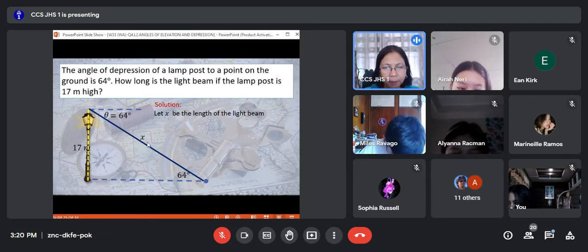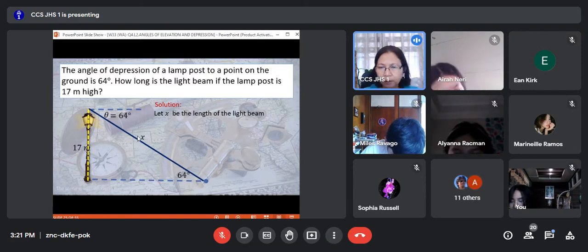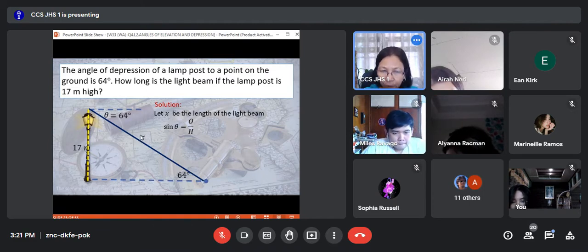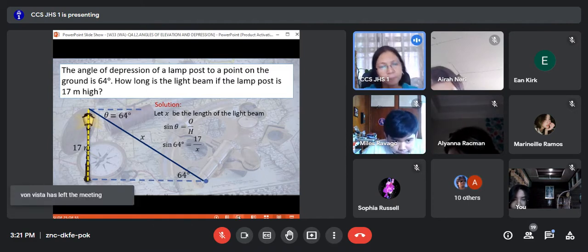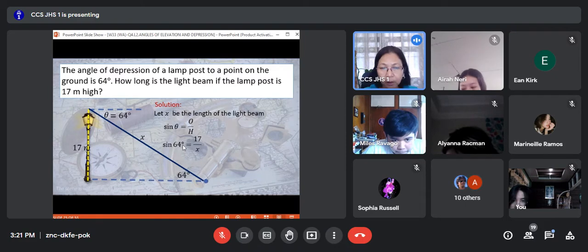So we let x be the length of the light beam. Now this side, this is now our triangle. What trigo ratio is applicable? Angle, then 17 meters, and then the x. What is this trigo ratio? Sine. Okay, sine of the angle. Very good. Sine theta is what we're going to use. Sine theta is opposite over hypotenuse. So substituting those values, we have sine 64 degrees equals opposite over our unknown x.